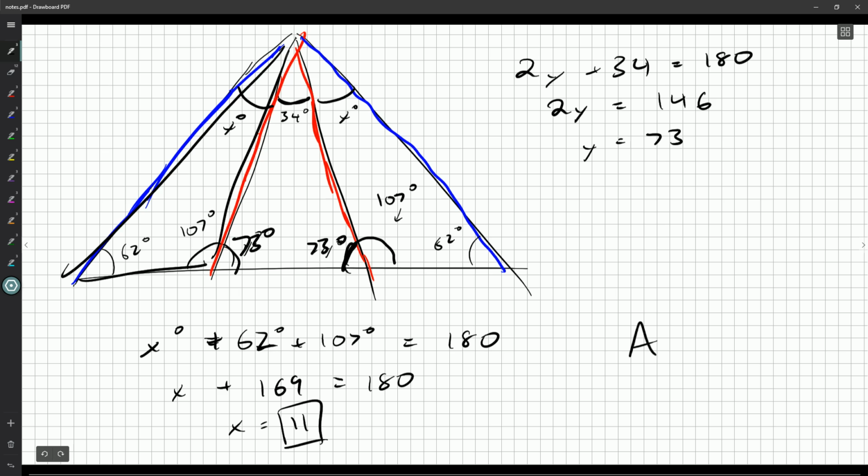Fantastic. So we bubble in A, and that's question 17 all taken care of. Up next, we're going to take a look at question number 18.